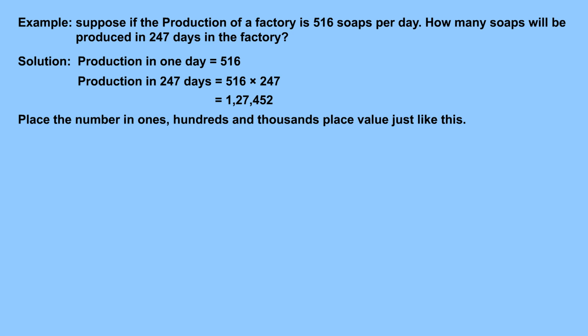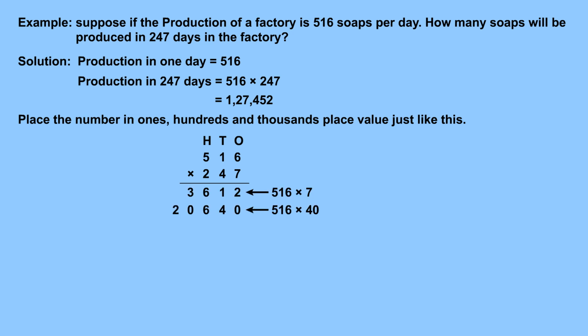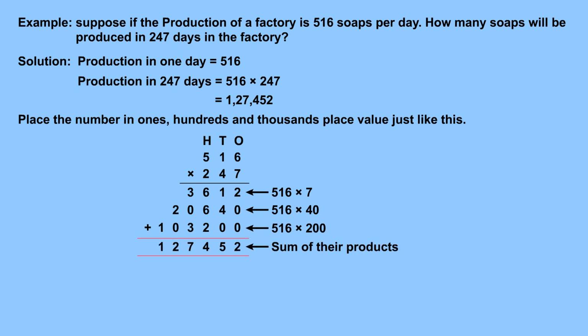Place the number in ones, tens and hundreds place value just like this: 516 times 247, 3612, 20640, 103200, 127452. The production in 247 days is equal to 1,27,452 soaps.